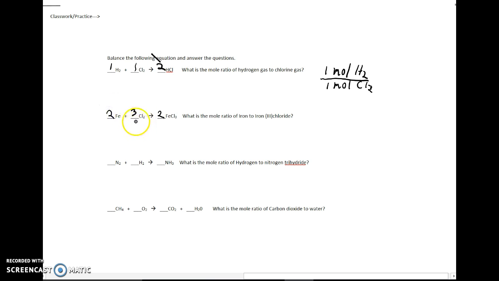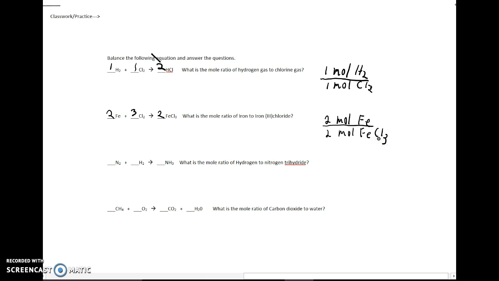So I have 6 chlorines in the reactants, 6 chlorines in the product, 2 irons in the reactants, 2 irons in the product. All right, and this asks me the mole ratio for iron to iron(III) chloride. So here's iron. So I have 2 moles of iron, and I have 2 moles of iron(III) chloride.